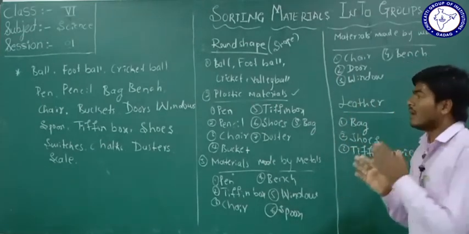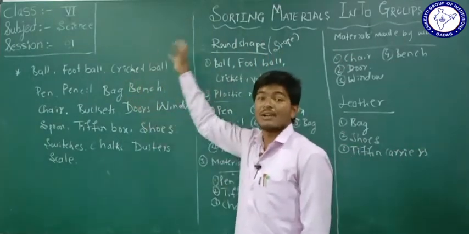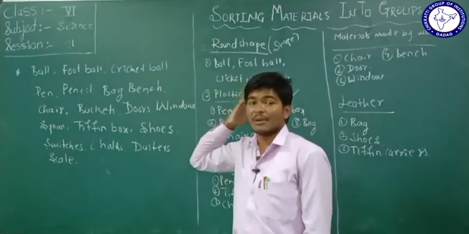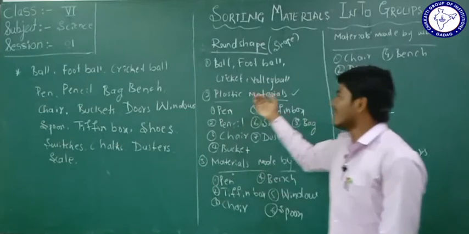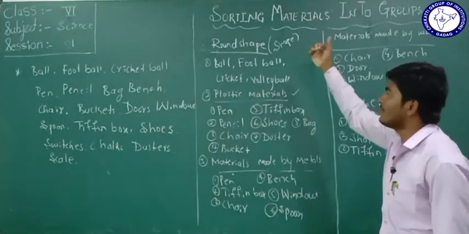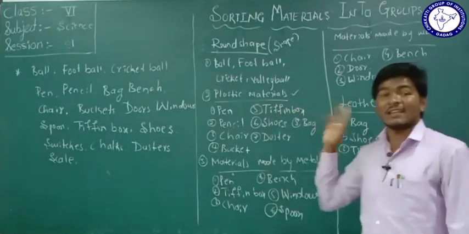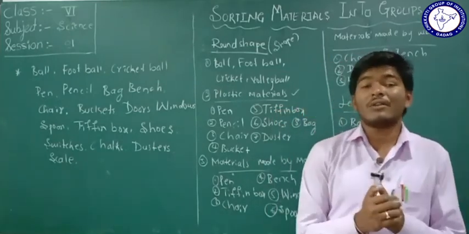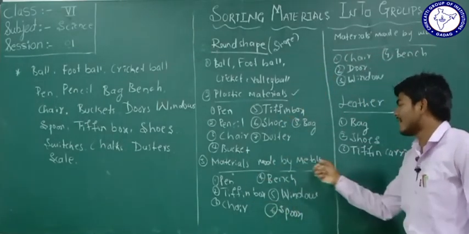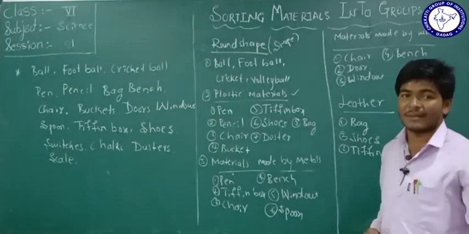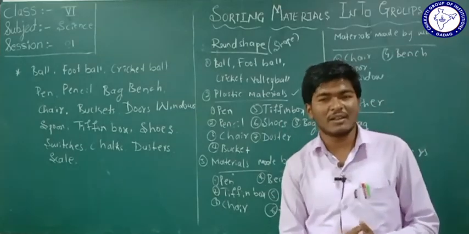Is it clear? Basically, we are going to group the materials based on their structure, based on their shape. Then we are going to consider the material it is made of. Is it clear? On that basis we discussed some of the materials and made some groups. In the next session, we are going to study how we classify the materials based on characteristics like metals, the characters and features of the metals, and the features of the non-metals.